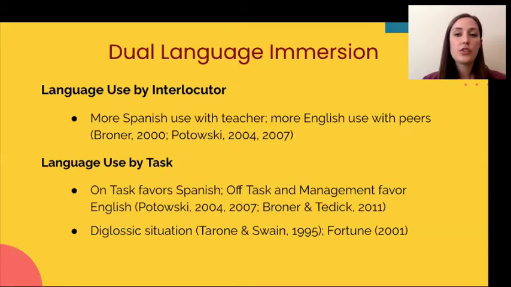Tarone and Swain refer to this division of language use as a diglossic situation in which English is used for social purposes and Spanish is used for academic purposes. Fortune pushes against this notion of diglossia, saying that the reality is actually more nuanced. So her 2001 study of 4 fifth graders in a Spanish immersion class found that English interactions were academic almost a quarter of the time, while Spanish interactions were academically oriented only about half of the time.